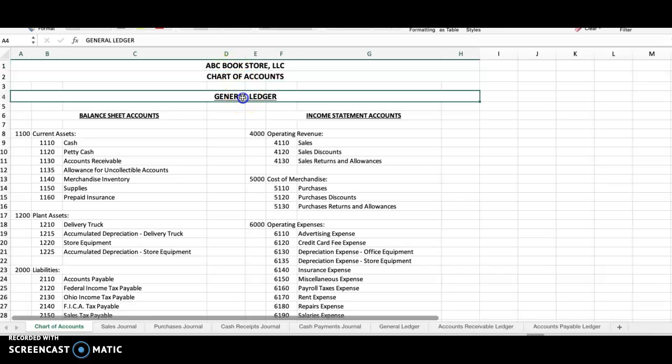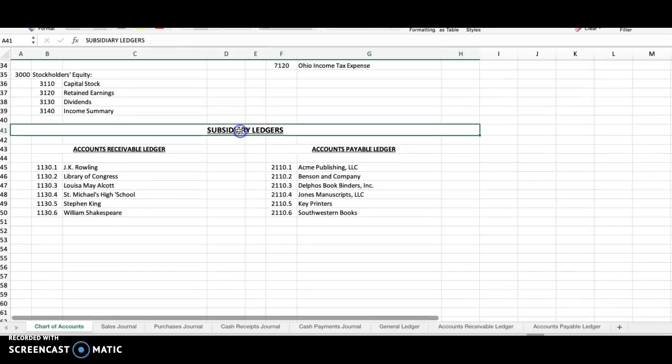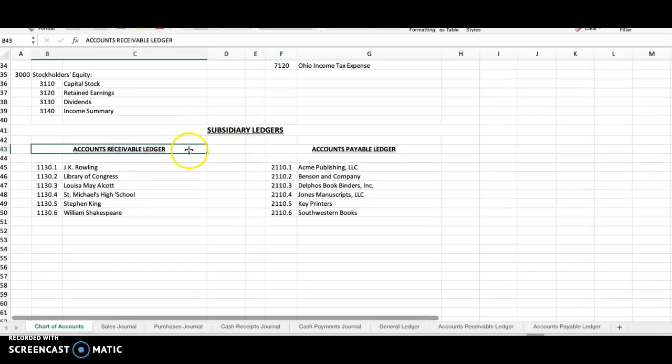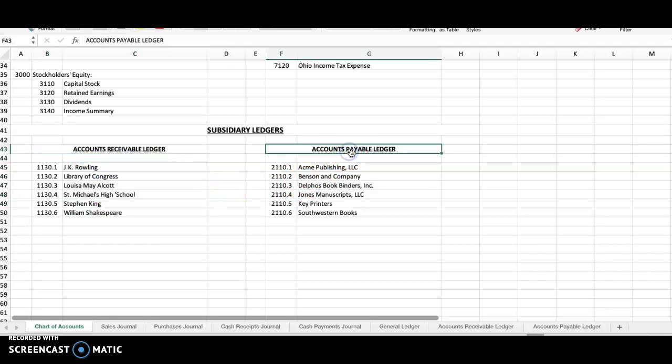The chart of accounts, again, has two basic parts, the general ledger and the subsidiary ledger. In the general ledger, on the chart of accounts, balance sheet accounts are listed on the left, income statement accounts listed on the right. At the bottom, you would see the subsidiary ledgers listing accounts receivable, listing all the customers we have in our business, and listing on the right the accounts payable ledger listing all the creditors that we have. You may have seen these customers and creditors before, and we'll use them again.